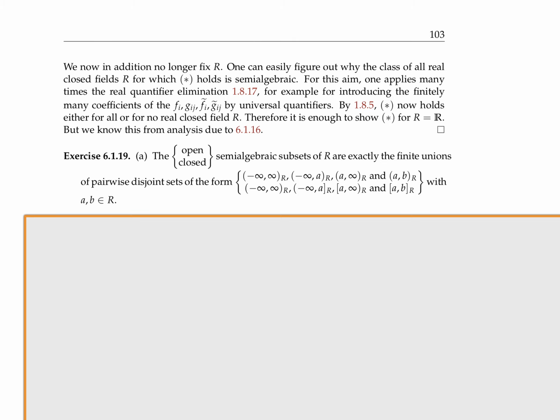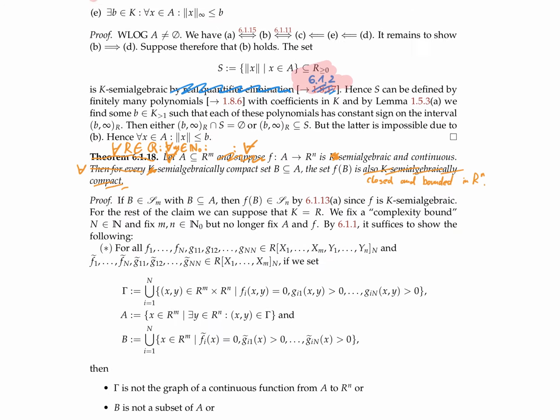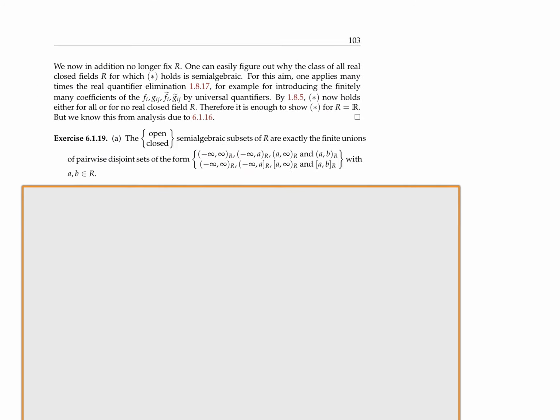Good. So that was the main theorem. So images of semi-algebraically compact sets under continuous semi-algebraic maps are semi-algebraically compact. Okay, so note that, okay, so that's the nice theorem we have proven, right?